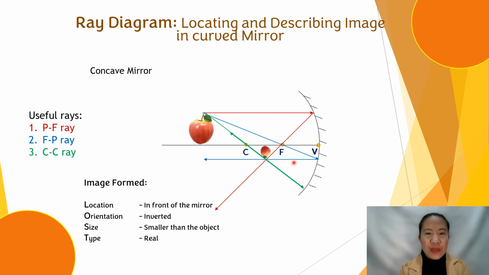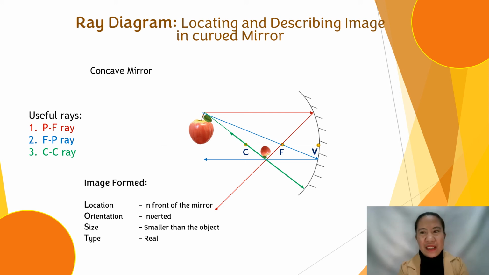Kasi bakit? Because the light rays actually intersect at a certain point. So these are actual rays. So it forms a real image. Okay, so I hope you get that.